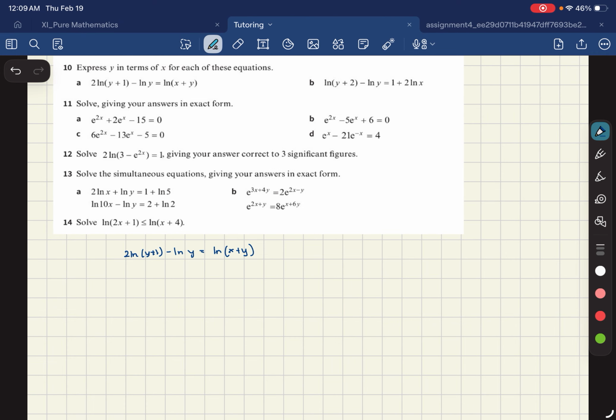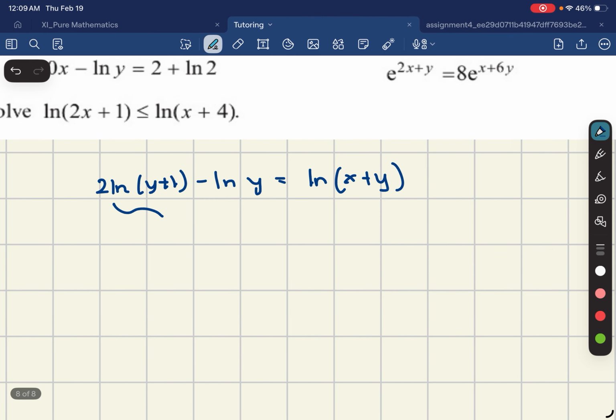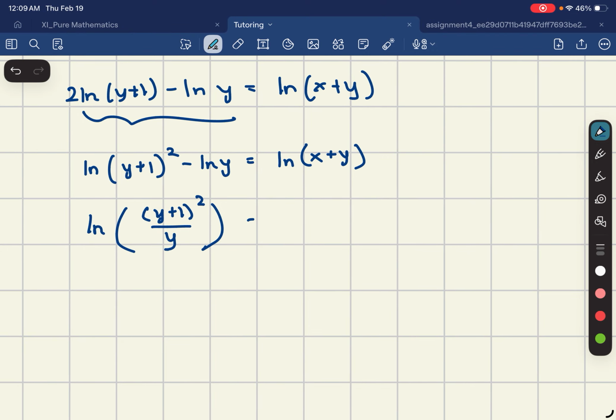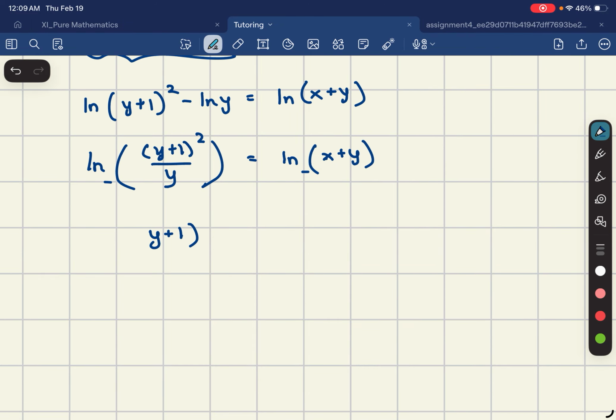And we just want to try to isolate. So on the left-hand side, I can write ln (y + 1)² minus ln y is equal to ln(x + y). And I can simplify further. I can write it as (y + 1)² divided by y, using the laws of logarithms, equal to ln(x + y). And now, because the bases are same, base e, I can equate the arguments. (y + 1)² over y is going to be equal to x + y.